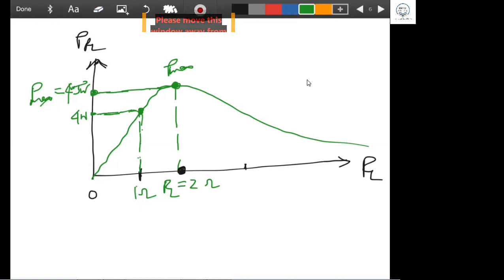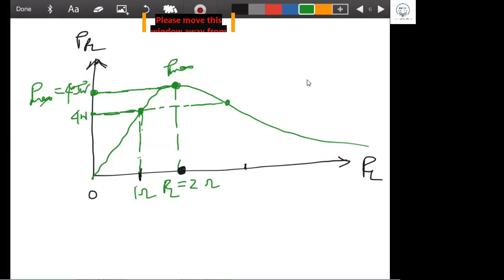Now, everybody look at it. This 4 watt, if you extend the line, it is intersecting the curve at this point. So this 4 watt, this is also 4 watt. These 2 points, both points are 4 watt points. And the second 4 watt point on the right side is also coming for another resistance, right?